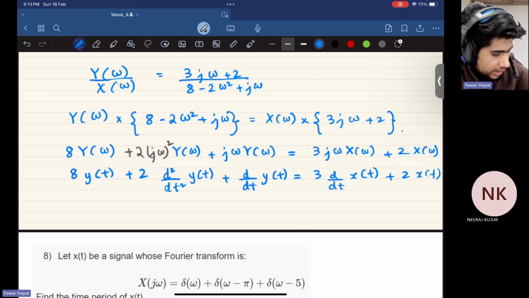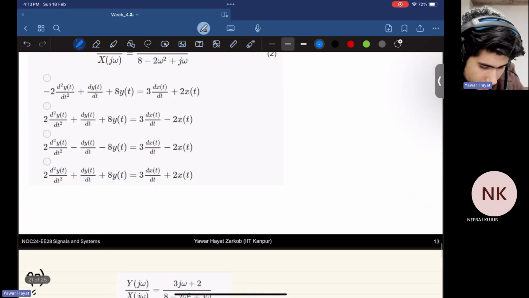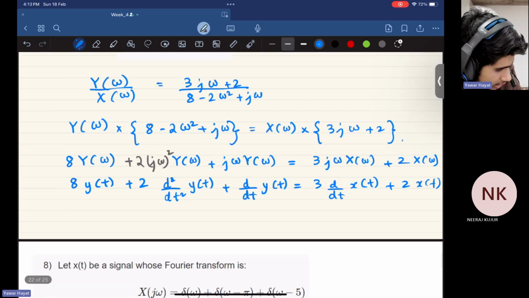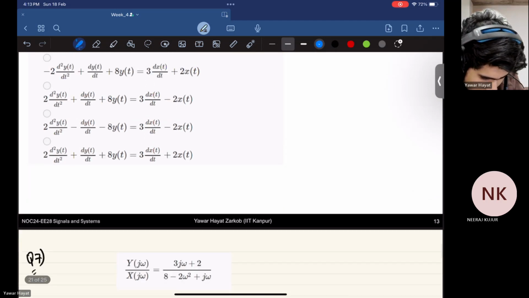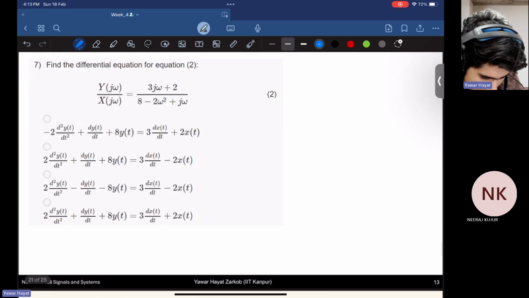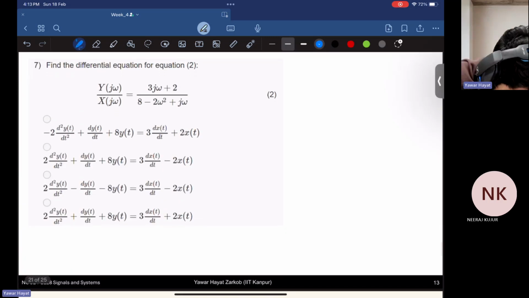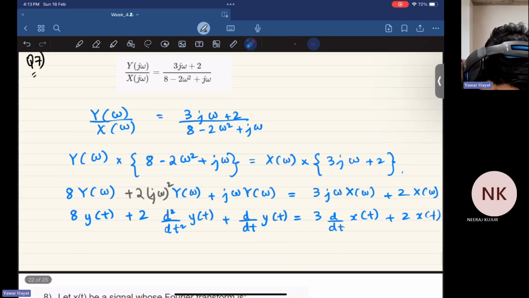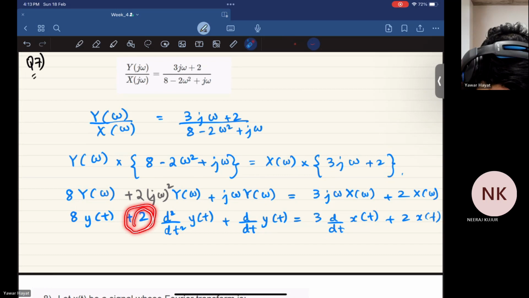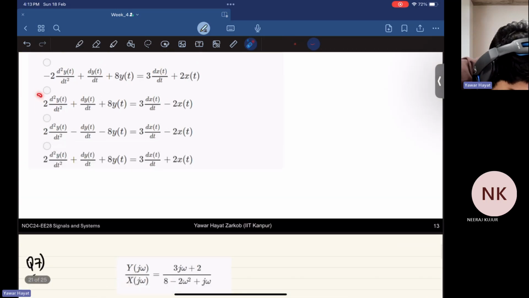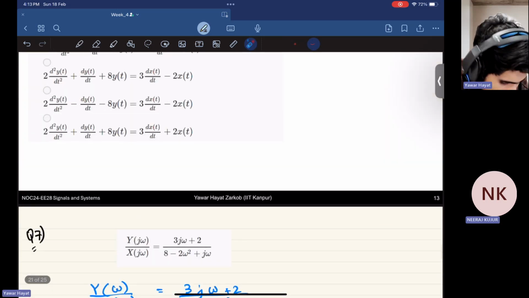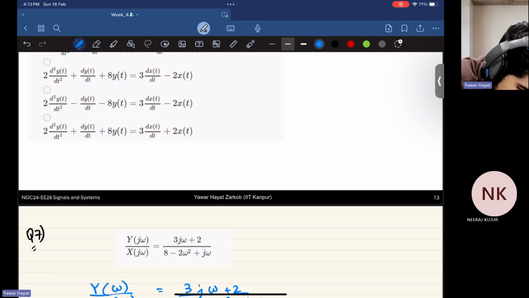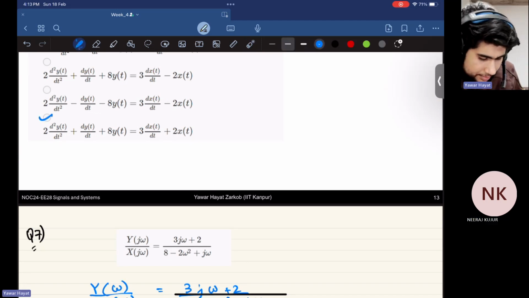Then what we can do is go over the options and see which one is the correct one. Plus 8 y of t. I guess only one has a plus 2 with the second order derivative, so I'm left with these. Looking at the left hand and right hand side, option D is correct.